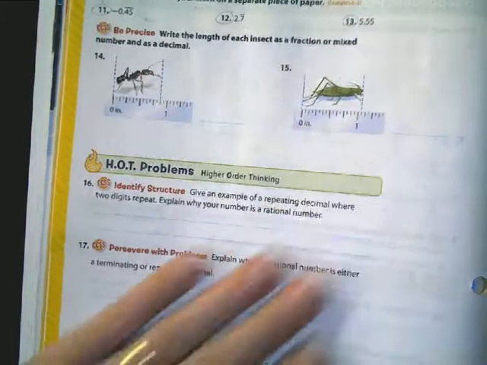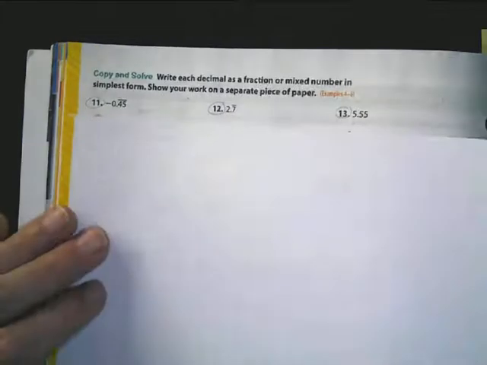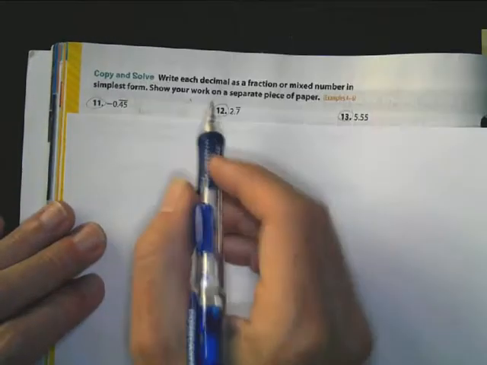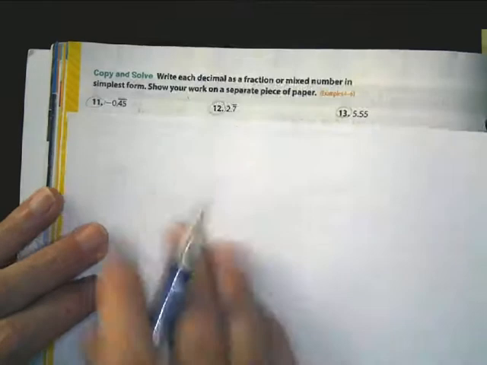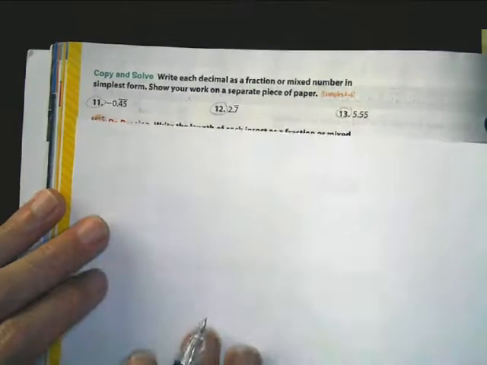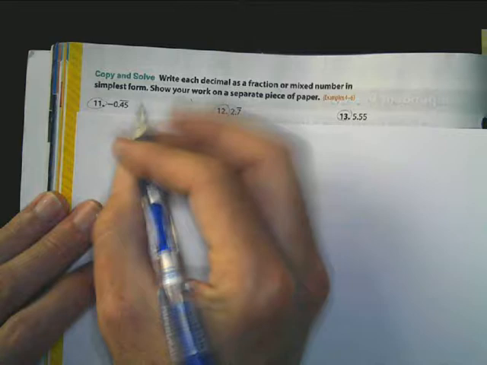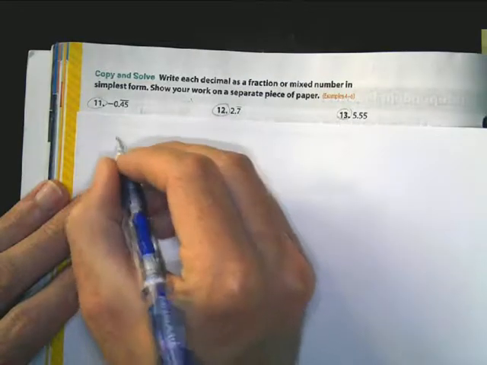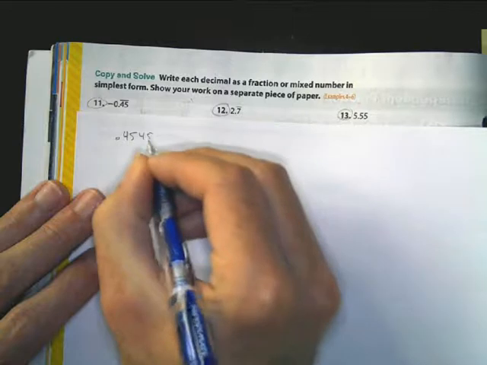On number 11, we have the same type of problem, but now we have 0.45 repeating. It does say to show on a separate piece of paper because I can tell you there's not enough space right there to solve that one. I've tried. Alright, so let's begin the same process. Let's say that this is 0.4545 and it goes on forever. We're going to call that n.